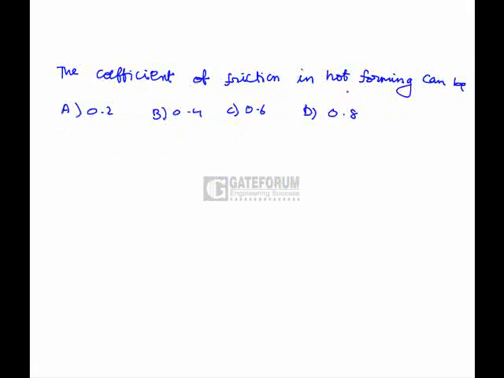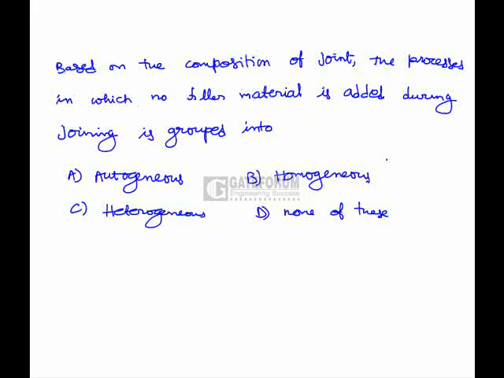Coefficient of friction in hot forming can be, here the options are 0.2, 0.4, 0.6 and 0.8. So the coefficient of friction in hot forming can be nearly equal to 0.6, that is C. C is the right answer. The composition of joint, the process in which no filler material is added during the joining, is grouped into, here the options are autogeneous, homogeneous, heterogeneous and none of these. So the right option is autogeneous, and the option is A.